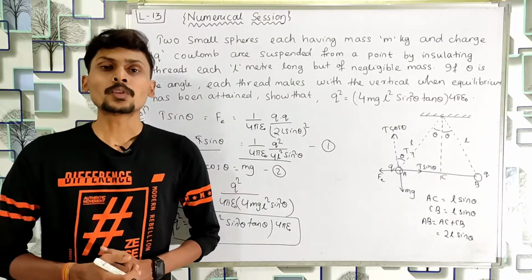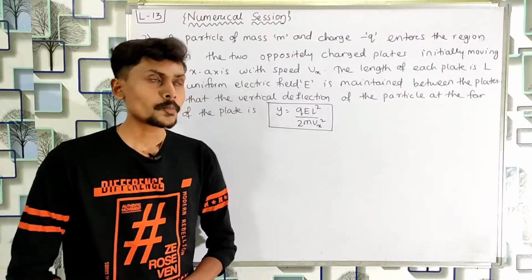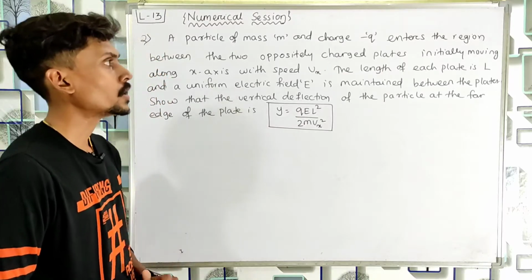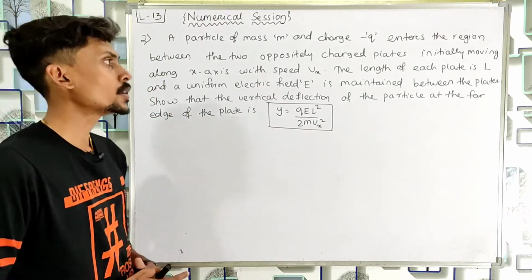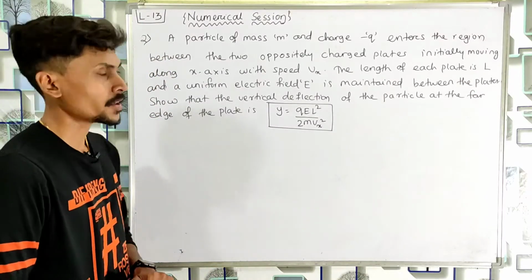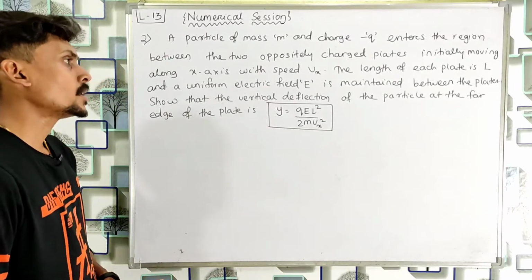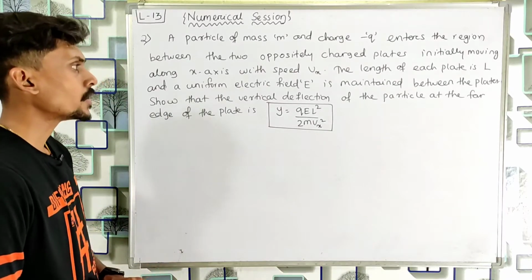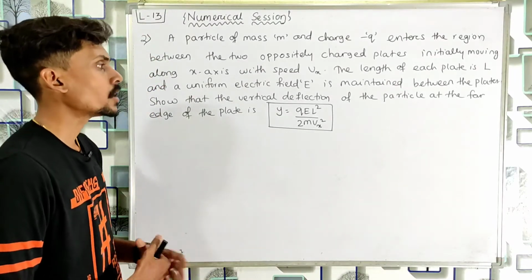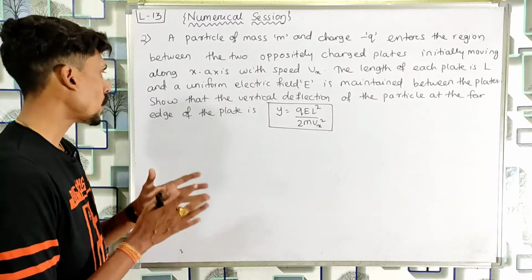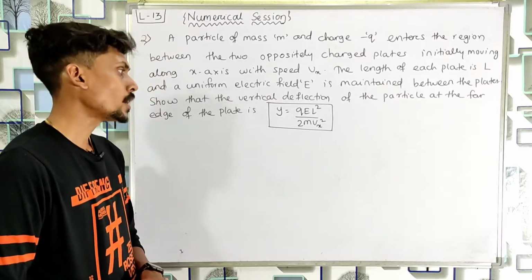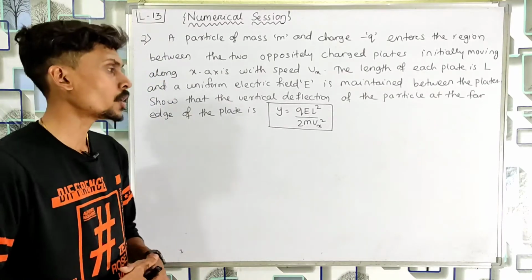So now we will move to the next one. So now look at question number 2. The question is, a particle of mass m and charge minus q enters the region between the two oppositely charged plates, initially moving along x-axis with speed vx. The length of each plate is capital L and a uniform electric field E is maintained between the plates. Show that the vertical deflection of the particle at the far edge of the plate is y equal to qEL square divided by 2mvx square. So let's solve this question.